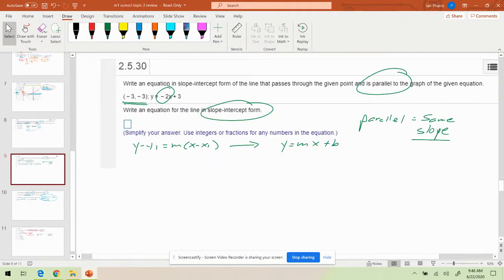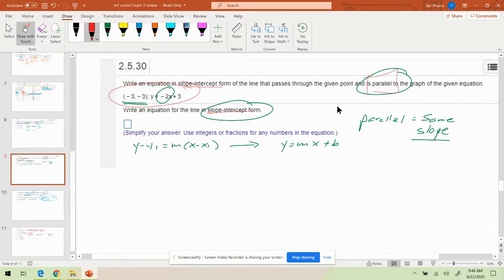All right, here we go. Last video for the topic 2 review for summer school for the test coming up. Again, we're using slope-intercept or point-slope and the point and the stuff they give us. But this time, we're changing it up.